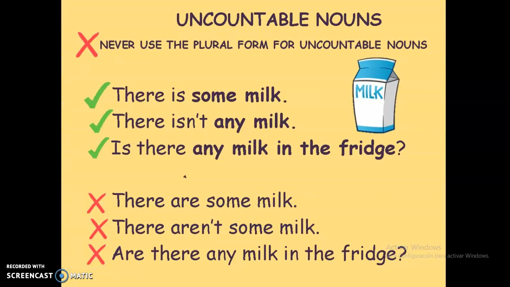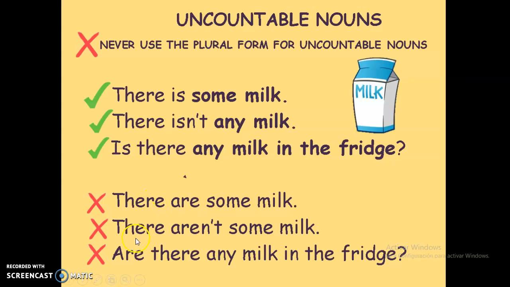Let's talk about some important rules about uncountable nouns. Something that we have to be careful about, guys, is that we never use the plural form for uncountable nouns. And what does this mean? As you can see in the picture, we have a milk carton here. As we know, we cannot count milk because it is a liquid, so milk is an uncountable noun. Some examples that we can use with milk: there is some milk, there isn't any milk, is there any milk in the fridge? Affirmative, negative, and interrogative.